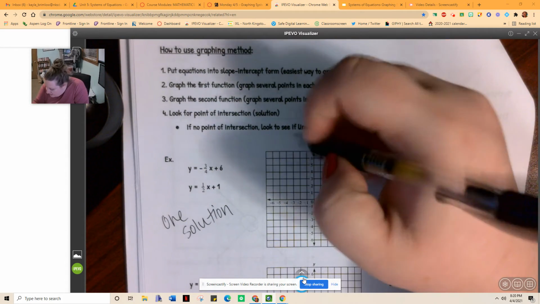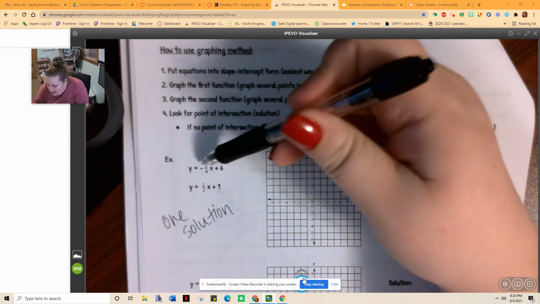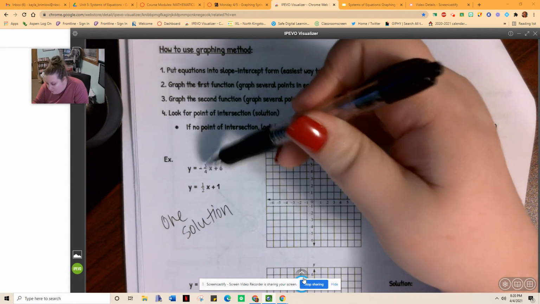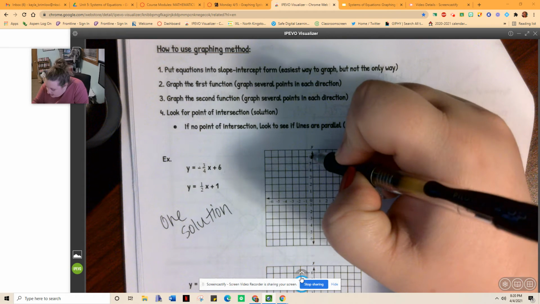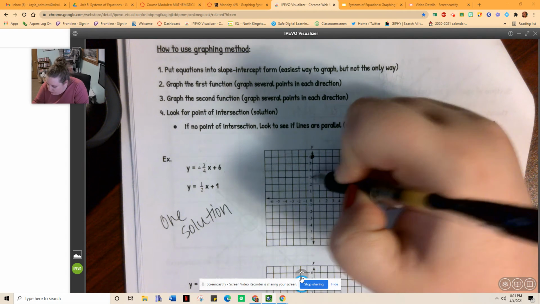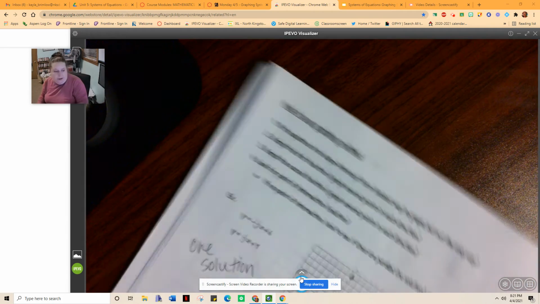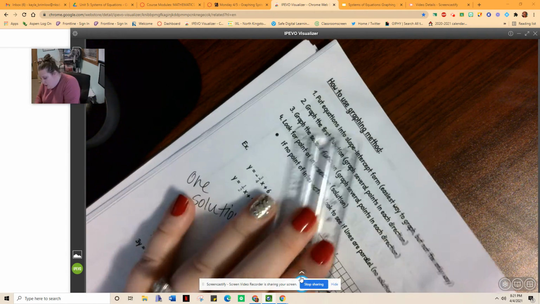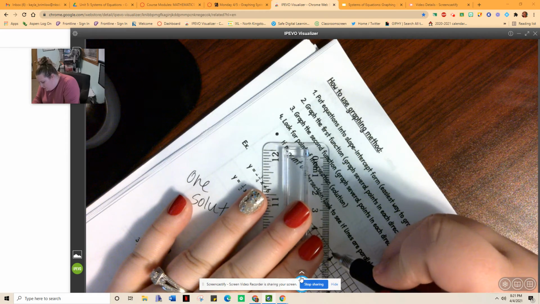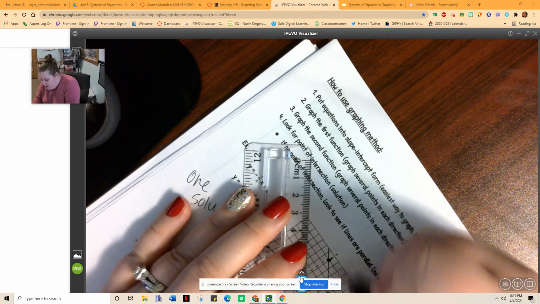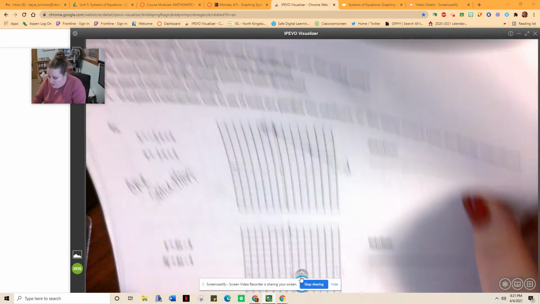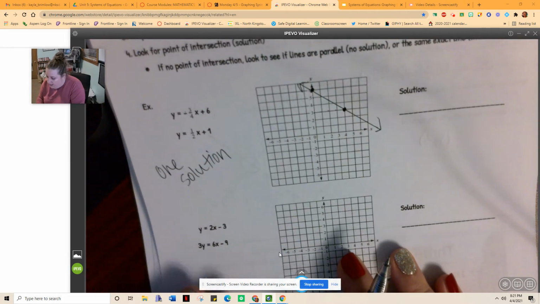So for this, the y-intercept is 6, so I'm going to start at 6. I have a negative slope, meaning I'm going down. Rise over run means I start with the 3. So I'm going to go down 1, 2, 3 over 1, 2, 3, 4. And I don't think I'm going to be able to fit another point on here, so I'm just going to leave it. Okay. Draw my line as best I can.